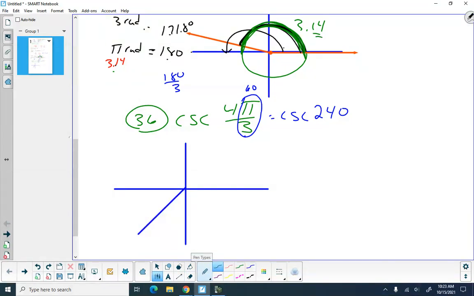We have 180, 240. We have to go a little bit more. Complete your triangle. Throw in your reference angle. Should be a 30-60 right triangle. So we have 3 values to throw in there. We have a 1, we have a 2, we have a square root of 3. What goes where?